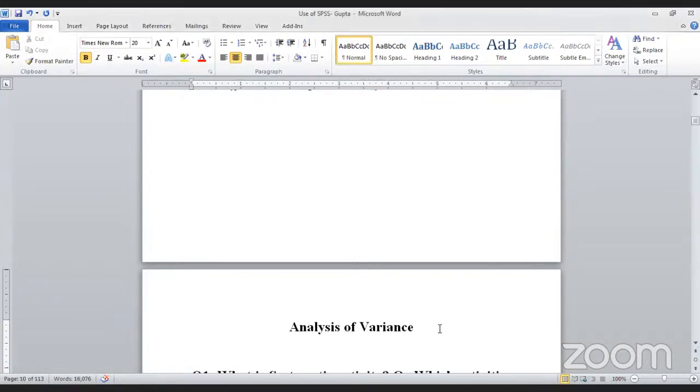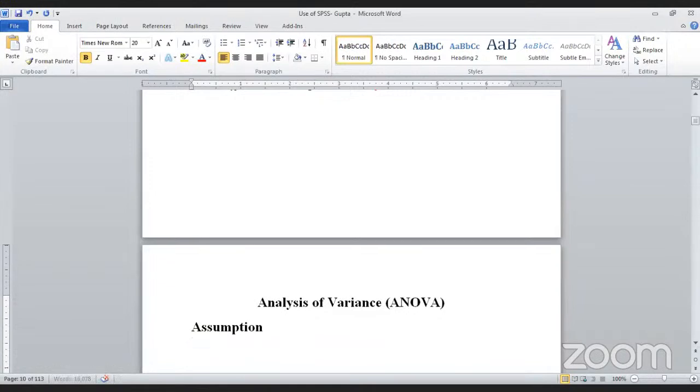Now, its short form is ANOVA. Now, in this one, the assumption is that the distribution is normal. Another is homogeneity of variance.